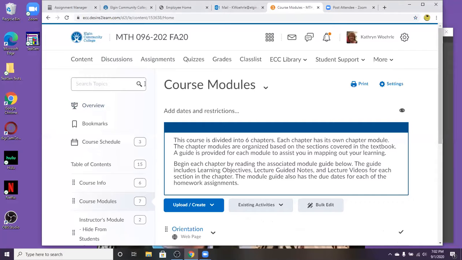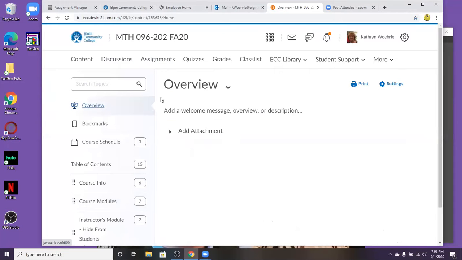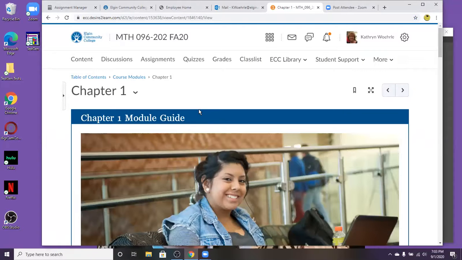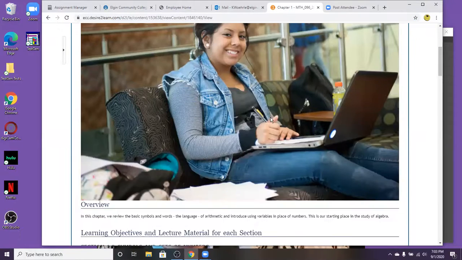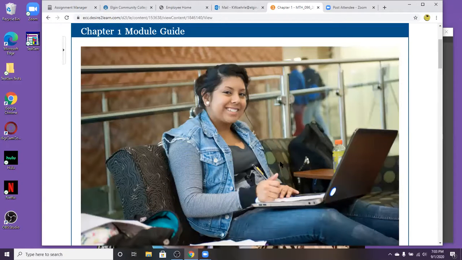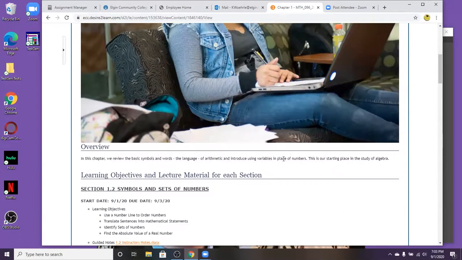under content. And under content, if we go to course modules, of course, now we're in week 1. So we're in chapter 1. So we're going to be looking at this chapter until we finish chapter 1 and we take our chapter 1 test.